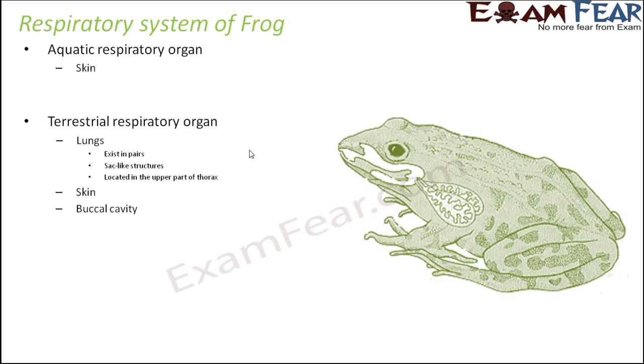Now as I mentioned before also, frogs are amphibians. They live both on land as well as water. So they need to have organs which can work both on land as well as in water. So for respiration, when they are in water, skin acts as the aquatic respiratory organ. Skin is permeable to oxygen, carbon dioxide and water. So underwater, oxygen diffuses directly through the skin into the blood.